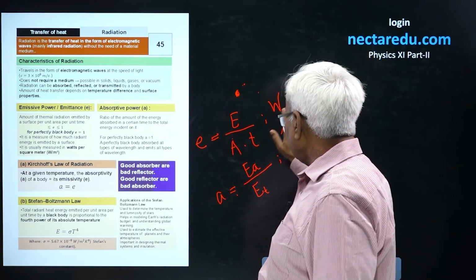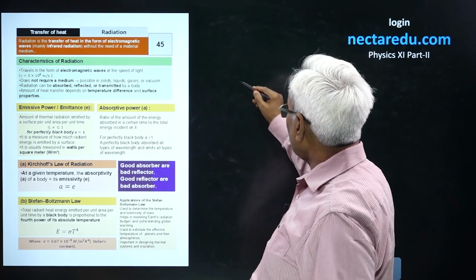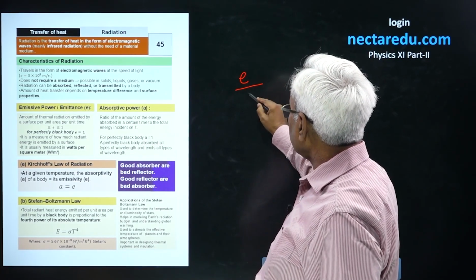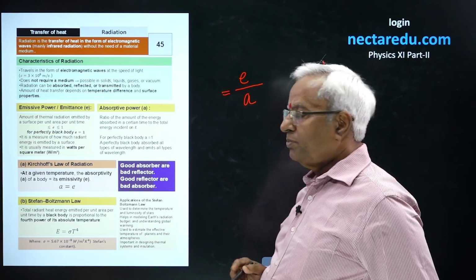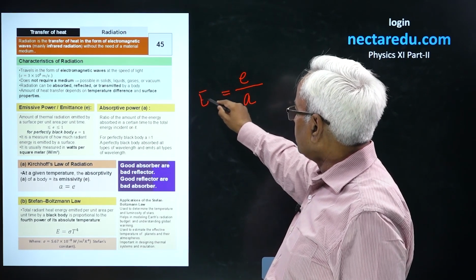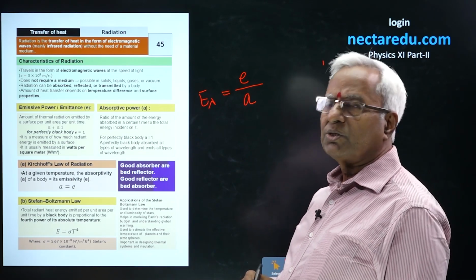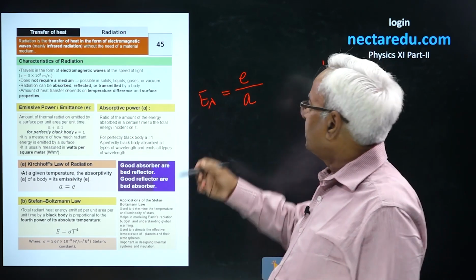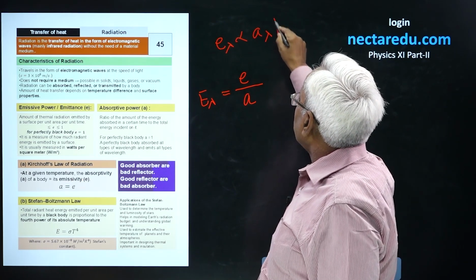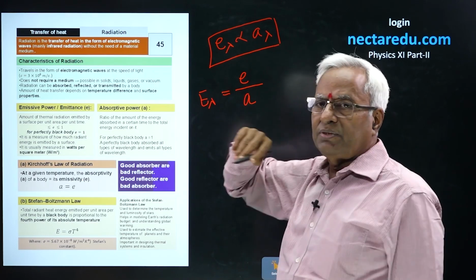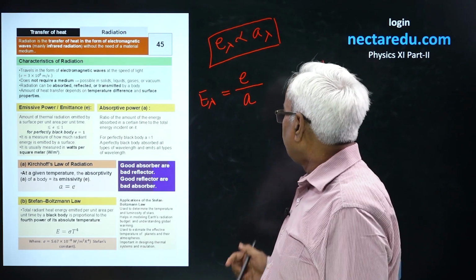Now we'll study what Kirchhoff's law is. Kirchhoff's law says that the ratio of emissive power and absorptive power for any body is going to be constant and equal to the emissive power of a perfectly black body. Or you could say in a simpler way that emissive power for any body is directly proportional to the absorptive power of that body. Emissive and absorptive power are directly proportional to each other.